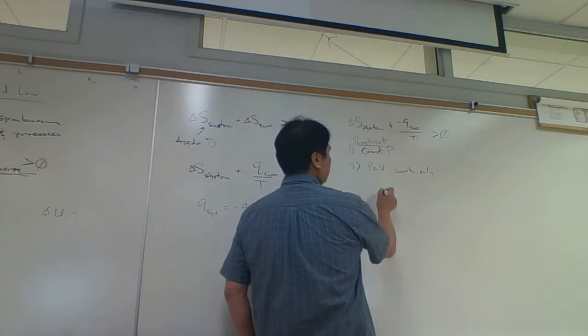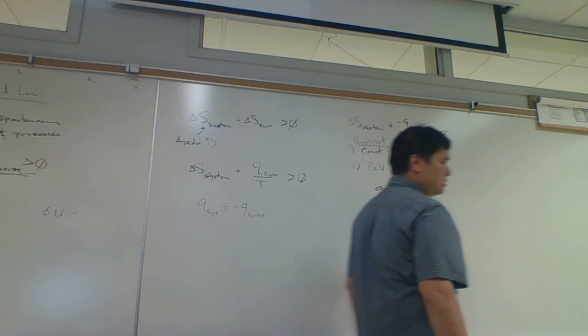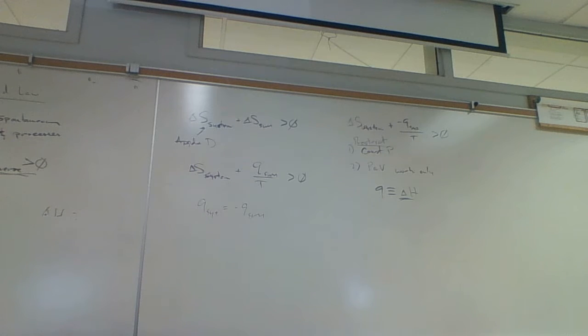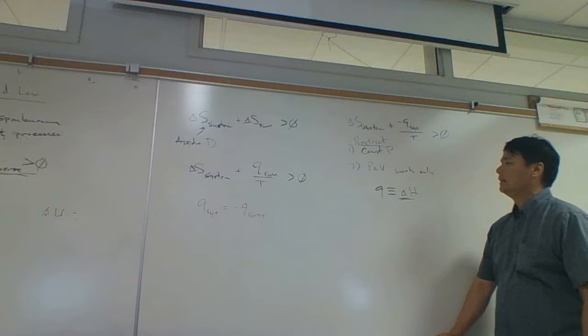Okay. Then Q can be made into a state function. Q is defined as delta H. The definition of delta H is Q, just the heat of the reaction part, but made into a state function, so we always get the same amount of heat. Normally Q is a path-dependent function.